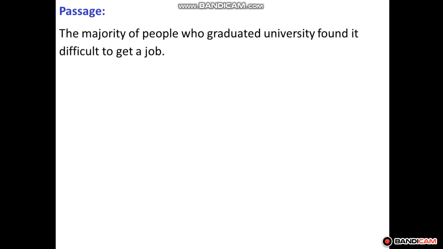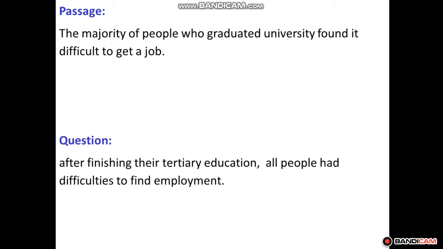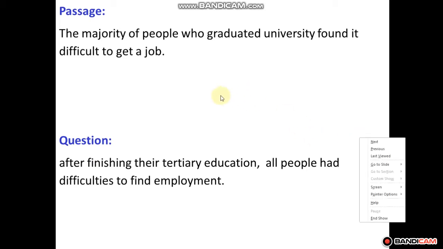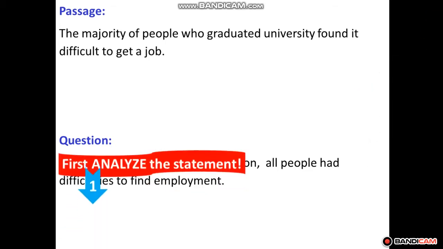For example, we have the passage here. From the passage, what we have here is: the majority of people who graduated university found it difficult to get a job. And the statement is: after finishing their tertiary education, all people had difficulties to find employment. That's the question. Now, let's see what we have next.